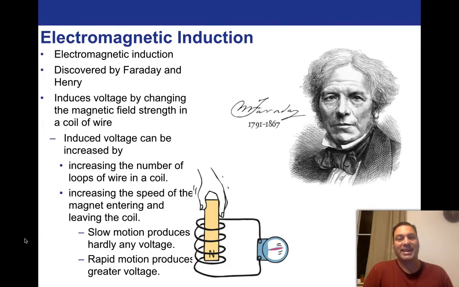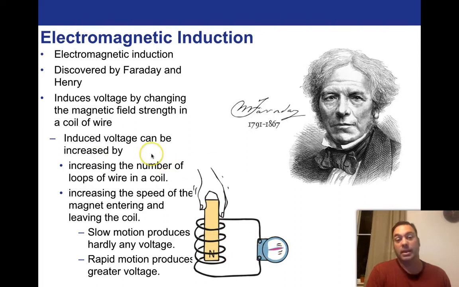So electromagnetic induction was discovered by a guy by the name of Faraday and another partner of his by the last name of Henry. And what they discovered was that you can induce a voltage by simply changing the magnetic field strength in a coil of wire. So imagine in this image down here, we have a hand that has got a magnet. Here's the north, this would therefore be the south. And basically it's being inserted into this coil of wire. And as it's being moved into the coil of wire, it generates a voltage, right?